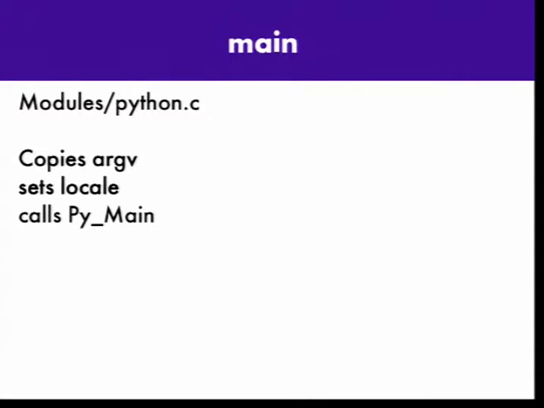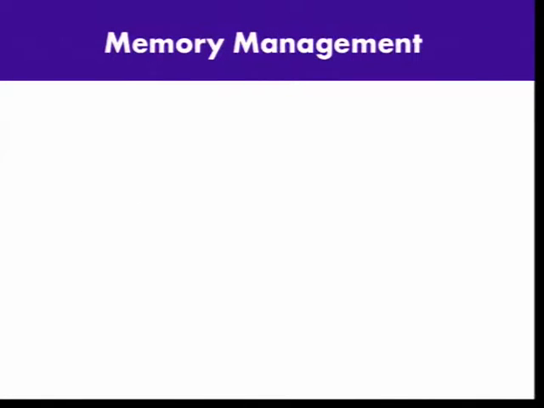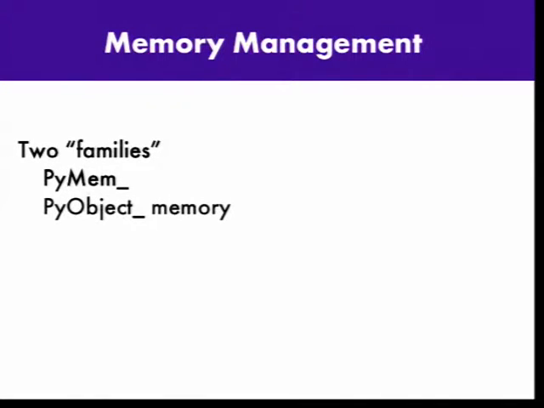I wanted to stop in the main.c because this is literally the first line of Python when it's running, is allocating memory. And I want to talk a lot about memory allocation in Python. So let's do that. Memory management: there are two major bodies of function calls, entry points in Python for memory management. The two families are PyMem and PyObject. Specifically, there are a bunch of functions in the PyObject namespace that deal with memory allocation.